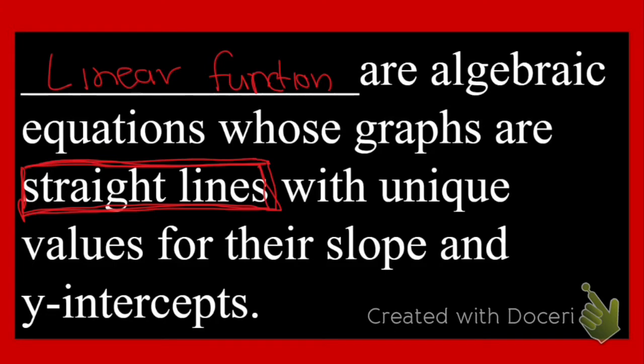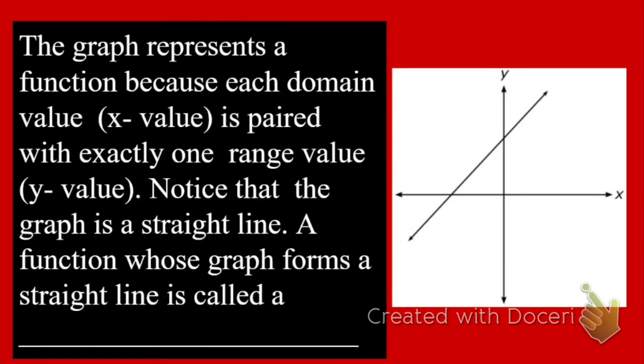So as we move forward, we're going to start with our first one, which is graphs. The graph represents a function because each domain value, which is your x value, is paired with exactly one range value for your y values. What you're going to notice is that the graph is a straight line. And a function whose graph forms a straight line is called a linear function. So when we look at all the graphs that are going to be given, and we have to determine whether it's a function or not, or a linear function or not, we're looking to see if it forms a straight line for it to be linear. Okay, so let's look at our first sets of examples.